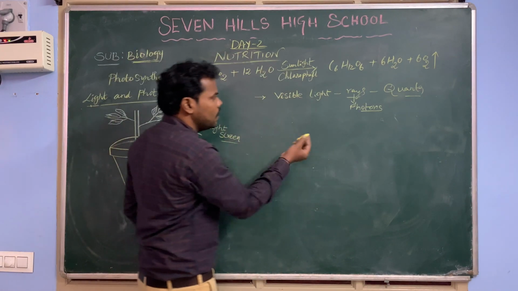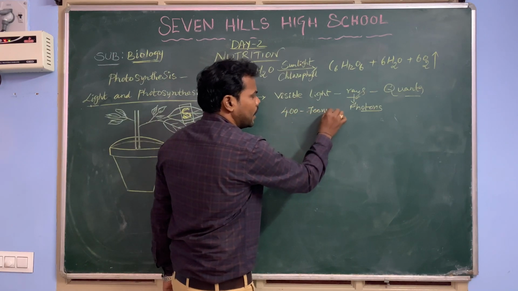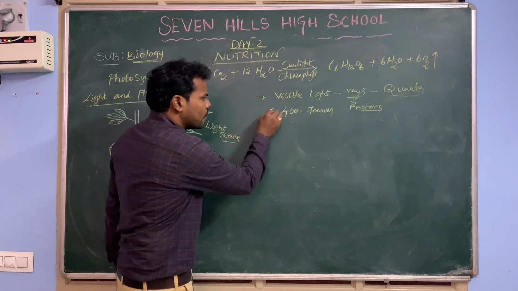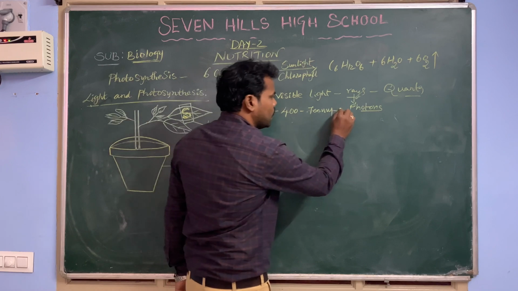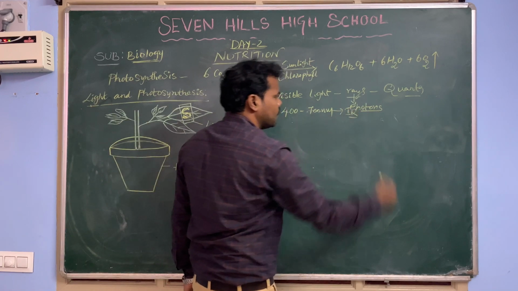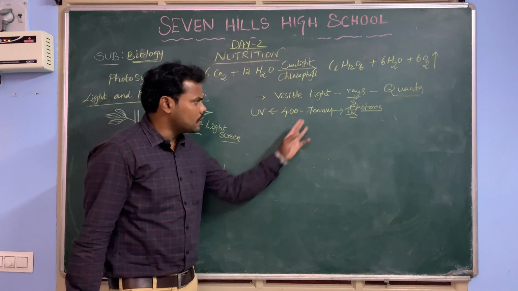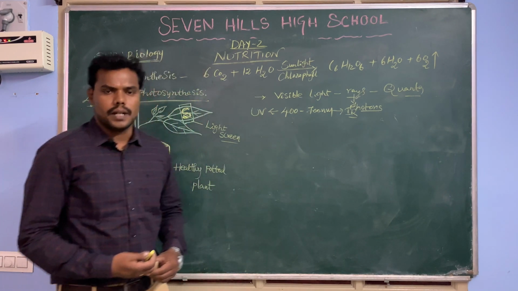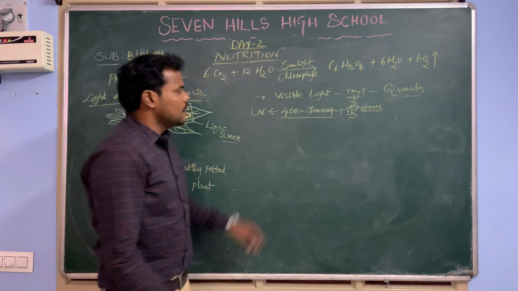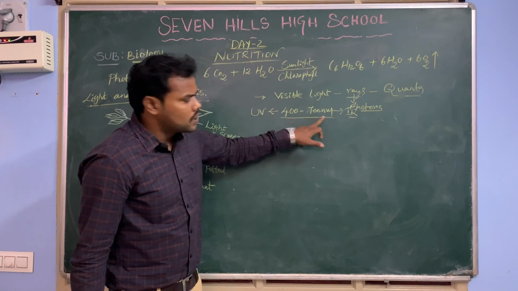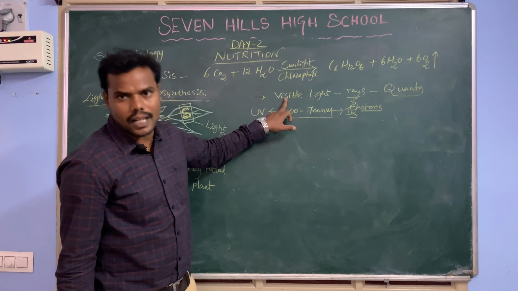The wavelength of visible light is 400 to 700 nanometers. Below 400 nanometers we have ultraviolet rays, and above 700 nanometers infrared rays are present. Photosynthesis occurs in the wavelength of 400 to 700 nanometers. That means it occurs only in the presence of visible light.